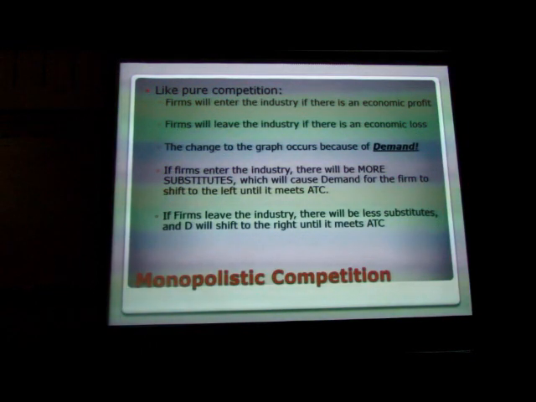And therefore, the reason that demand is what's changing is because as more monopolistic competitors enter the industry, they are offering substitutes. And so our demand curve is what's going to shift. If you have profits, the demand curve is going to shift to the left as more and more competitors enter the industry and offer substitutes, which will drive the demand for your good down. If there are losses, firms will leave the industry, which means there'll be less and less substitutes for your good, which means demand for your good will shift to the right. So again, for monopolistic competitive firms, you see a demand shift. If you have a profit, demand is going to shift to the left until it meets ATC. If you have a loss, demand is going to shift to the right until it meets ATC. And it is all an issue of substitutes.